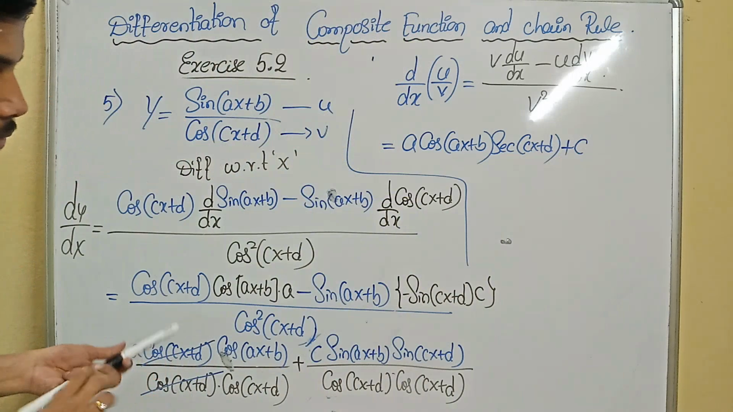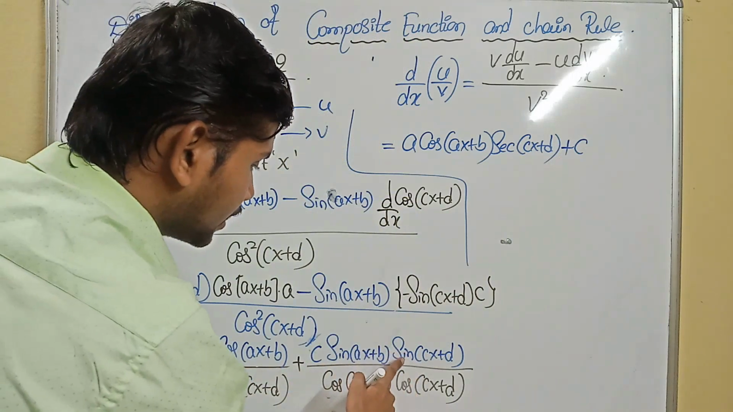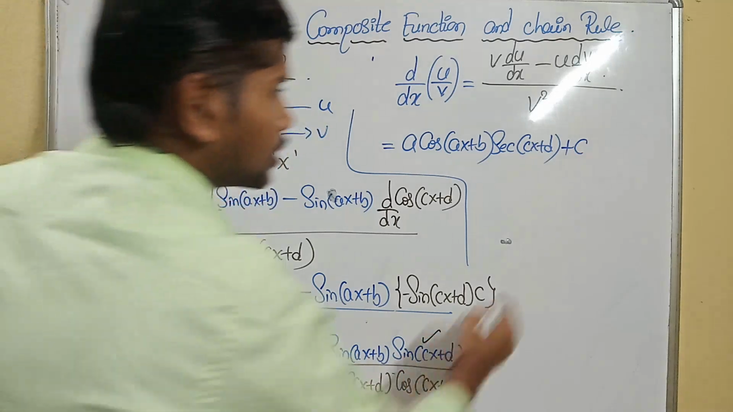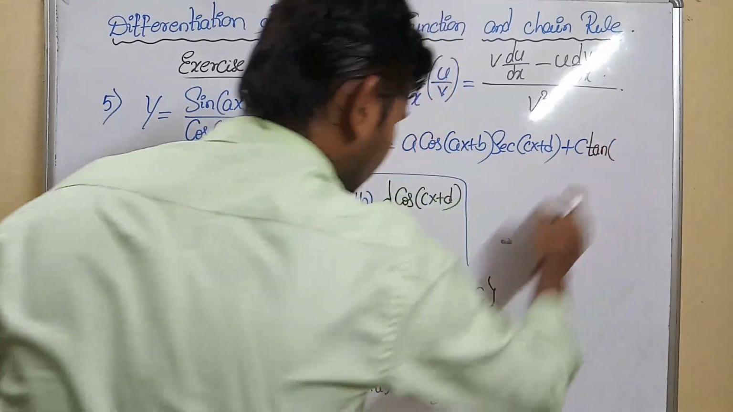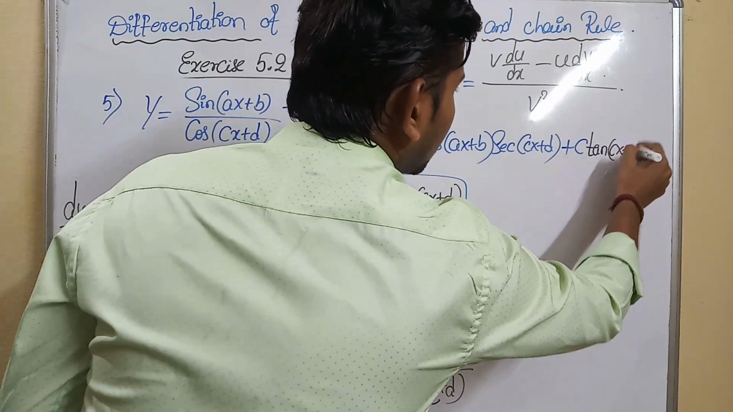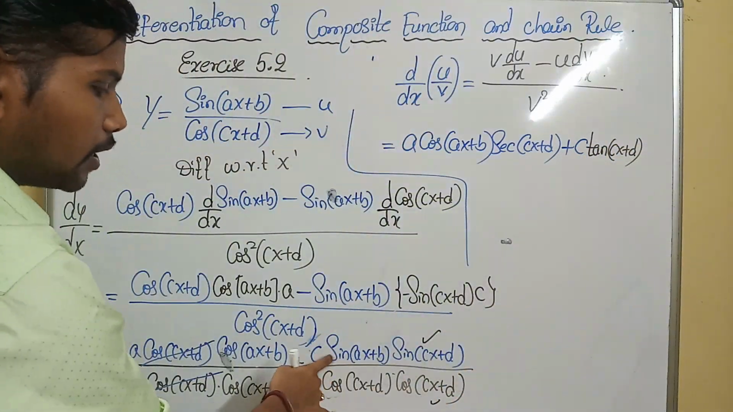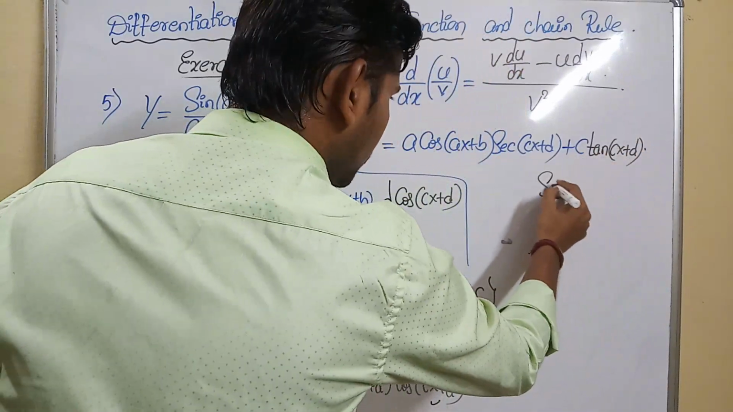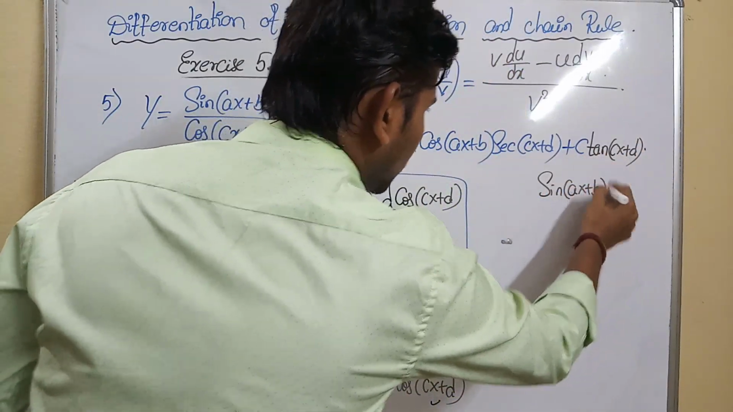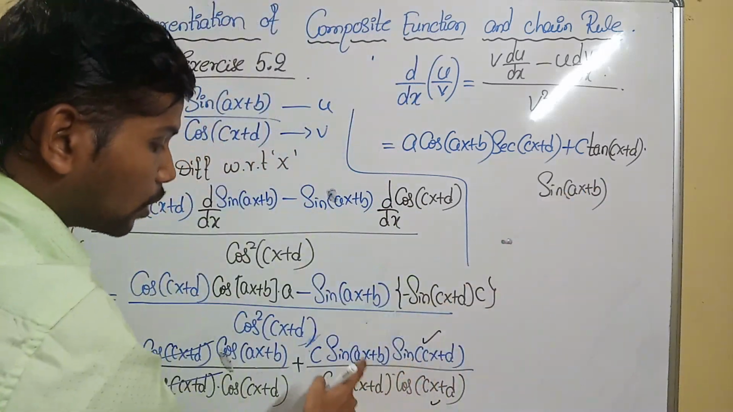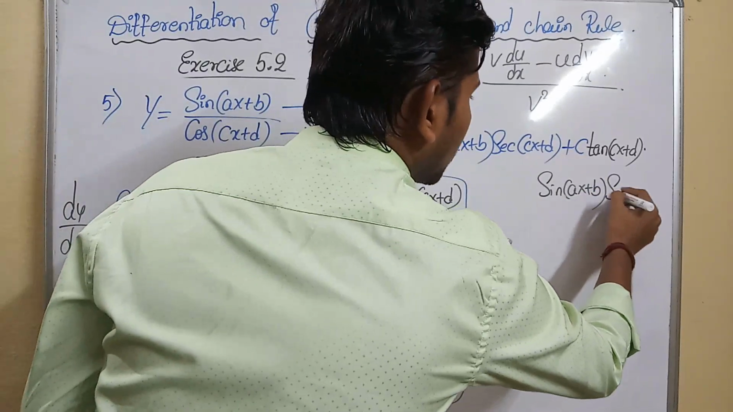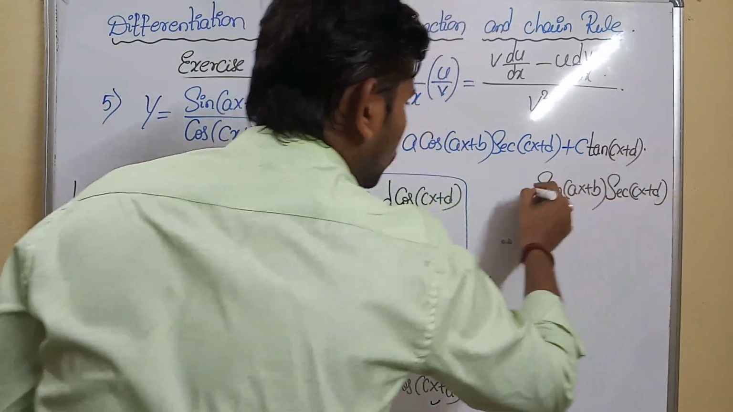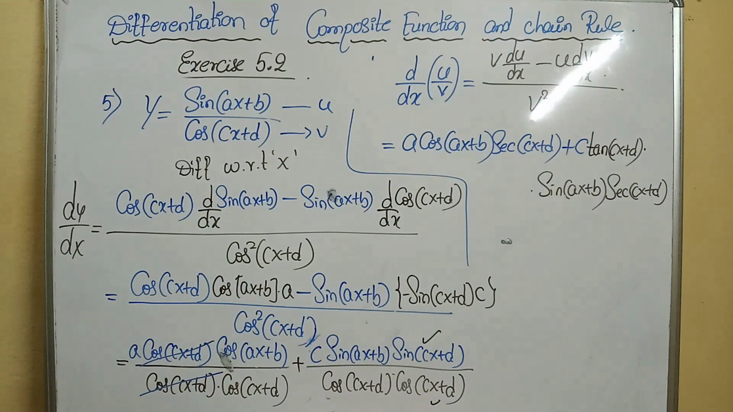Now if the angles are same, what is sine of cx plus d? Cos of cx plus d. What is sine by cos? It is tan of cx plus d. I wrote it properly. Into, what is the next term? It is into, I'll write below, sine of ax plus b. This is the left over term I wrote. And what is 1 by cos? It will be secant of cx plus d. This is multiplied to this term. Okay, understood the part?